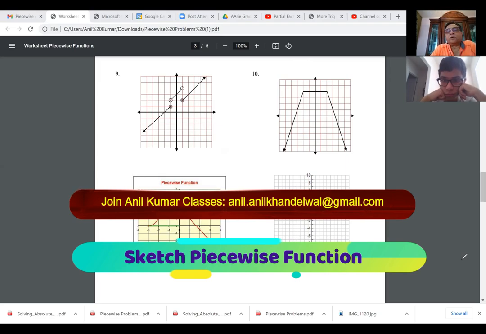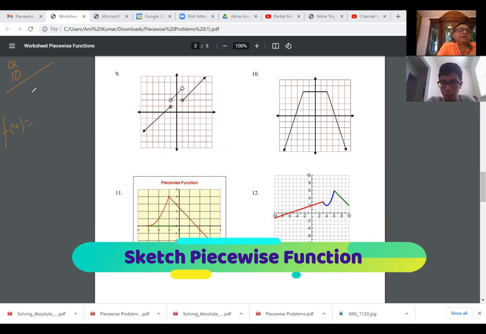Okay. So Aryan, which one would you like to do from here? Let's just do number 10. Okay. So for 10, f of x can be written as three pieces. So there are three pieces in it, correct? So tell me the equation of each.